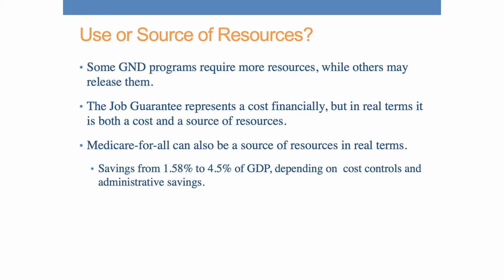And job guarantee and Medicare for All, by the way, are the main financial costs. So if you look at that estimate, 93 trillion, that's how much it's going to cost us, right? That's what a lot of Republicans have been using. The majority of that is Medicare for All and the job guarantee. But what these people fail to acknowledge is that the job guarantee is a source of resources as well as a use of resources, right?